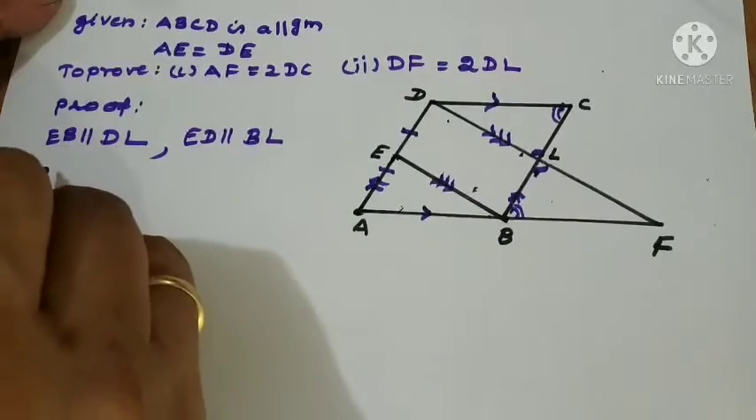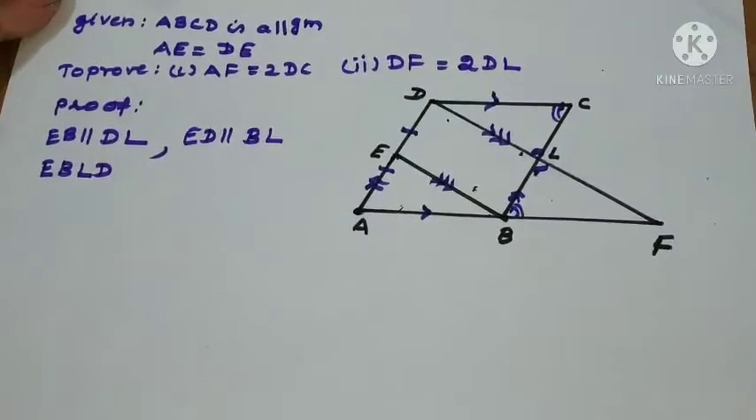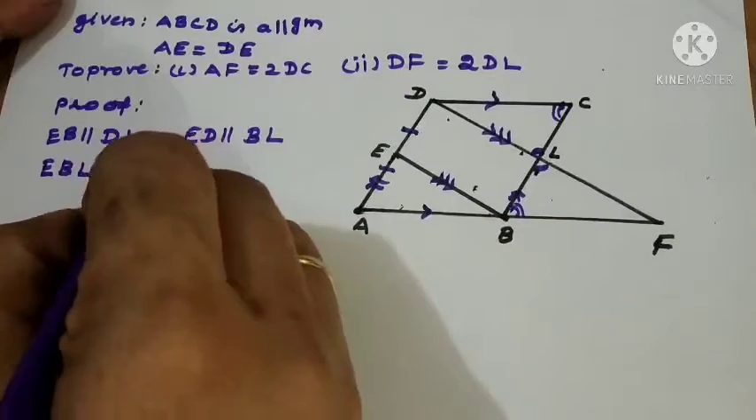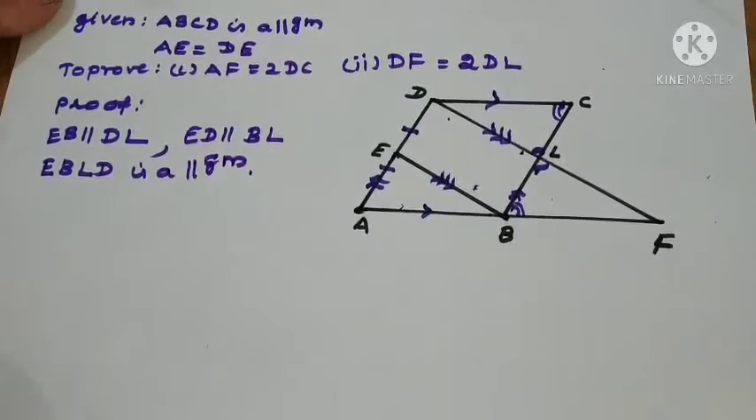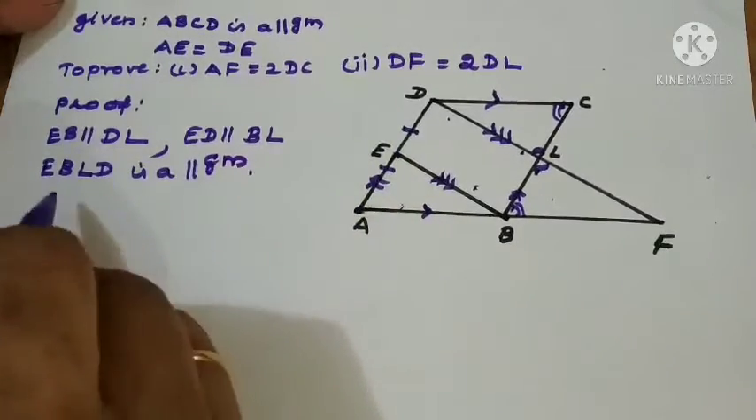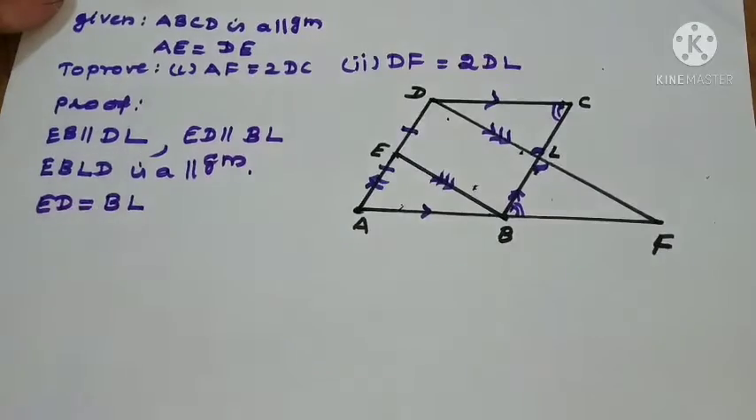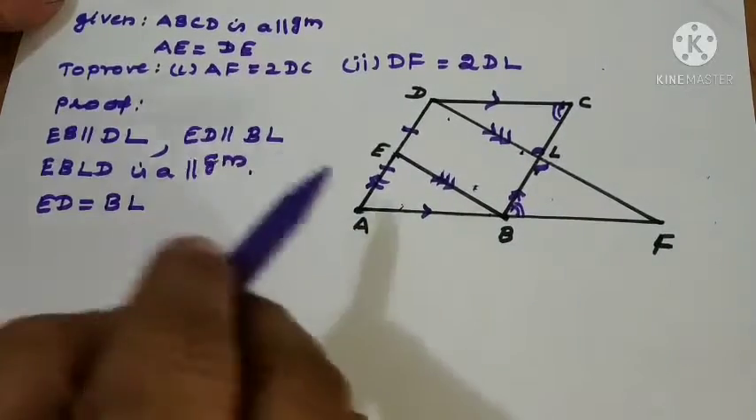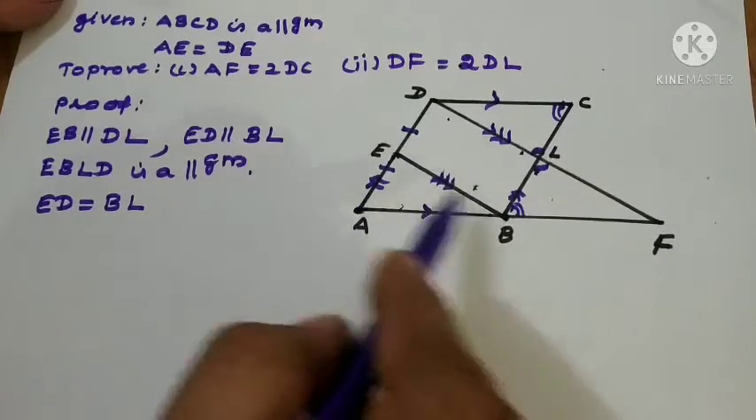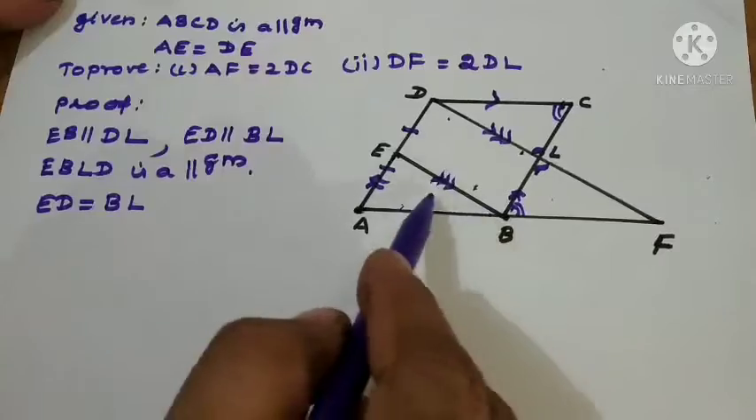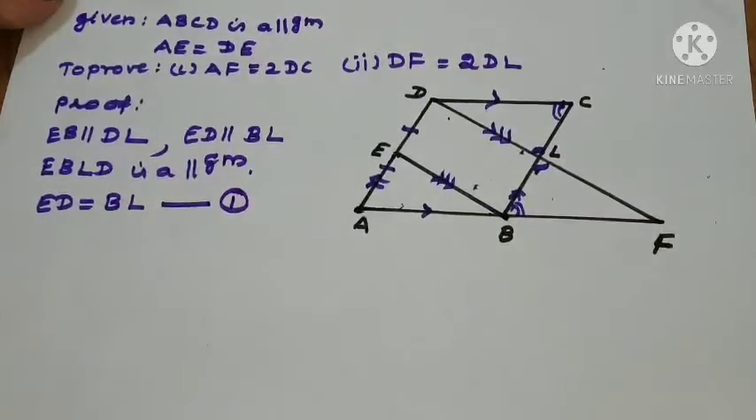So what we can say about EBLD? EBLD is a parallelogram. Two pair of opposite sides are parallel, right? Now if it is a parallelogram, then we can say that ED and BL are equal. E is the midpoint, so ED is half of AD. AD and BC are equal only. So I'll write here equation number 1, because of the parallelogram property.